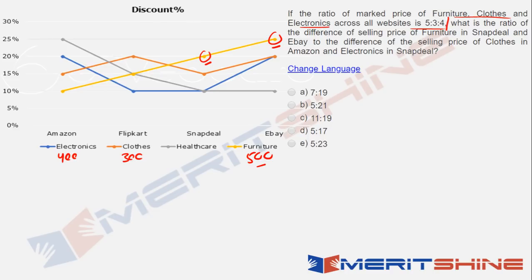So what would be the selling price? In this case, the selling price would be 80% of the mark price. Here it will be 75% of the mark price. You don't need to think all that. What you know is that this value that I'm talking about would straight away be 5% of 500.